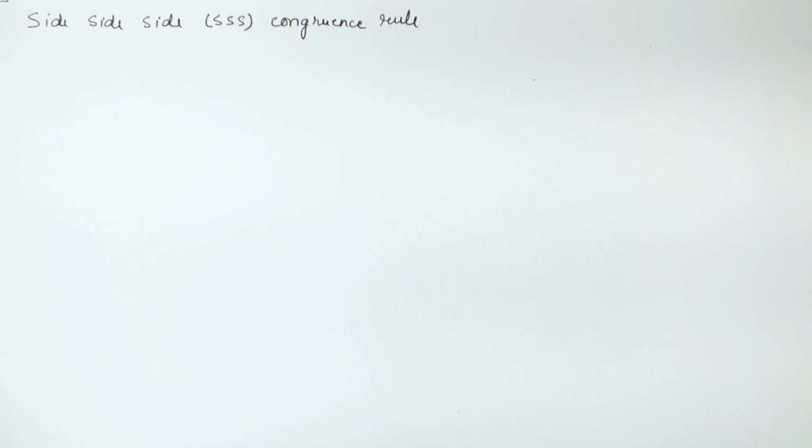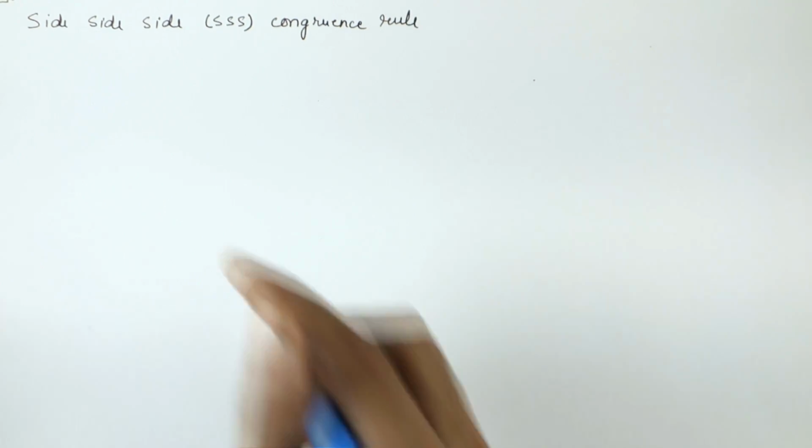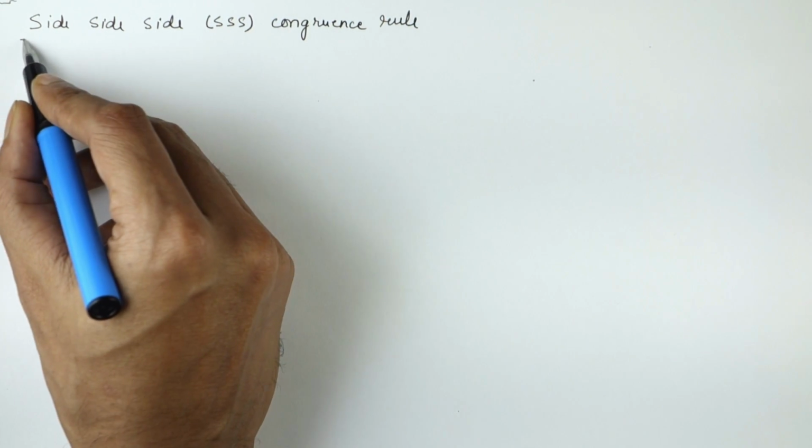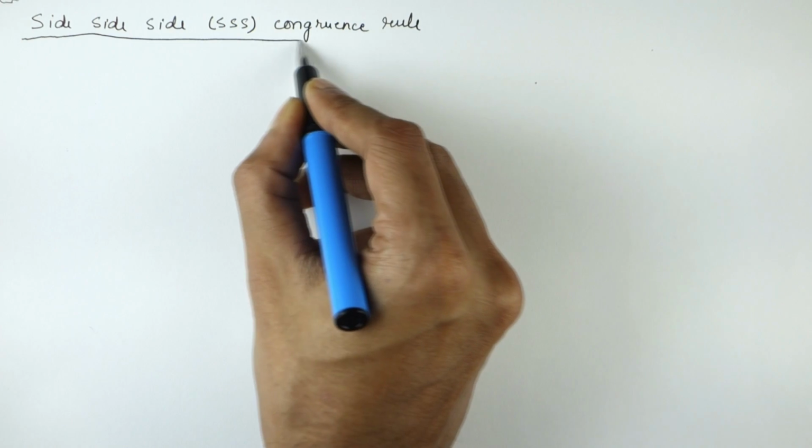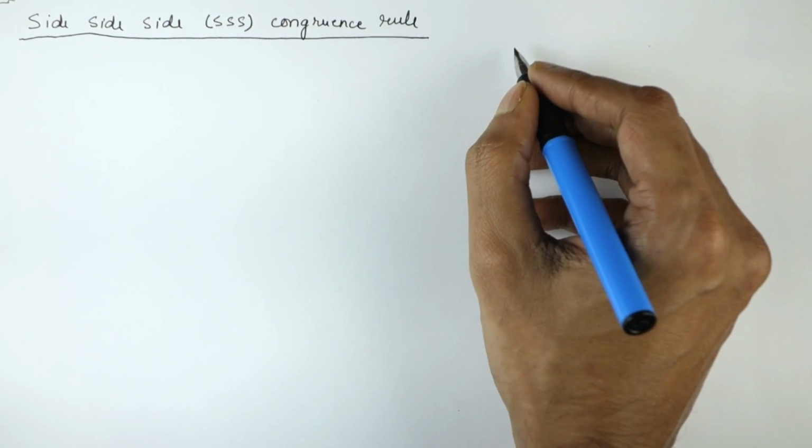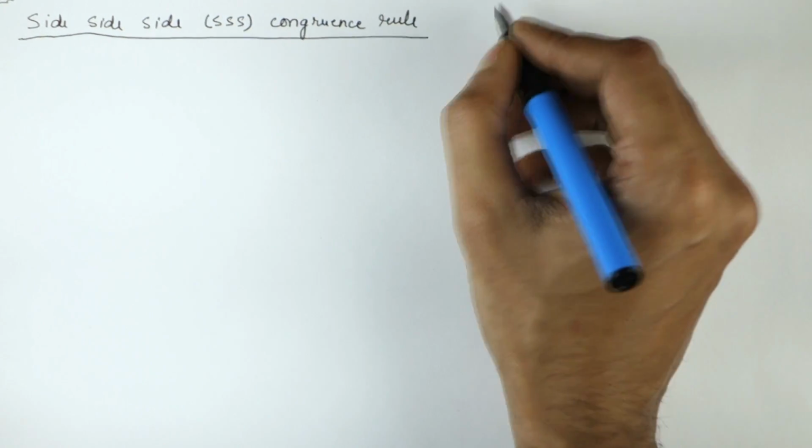In this video, we will look at the side congruence rule. What that says is, if there are two triangles of which the corresponding sides are of the same length, then these two triangles are congruent.